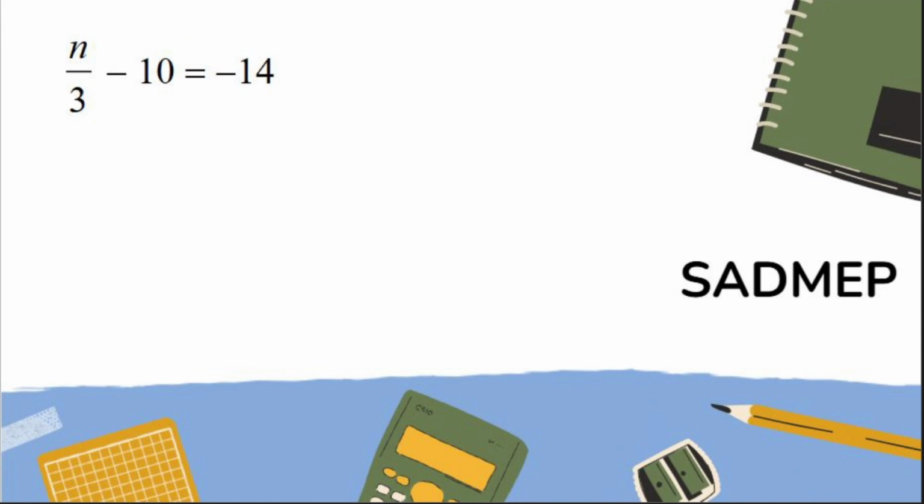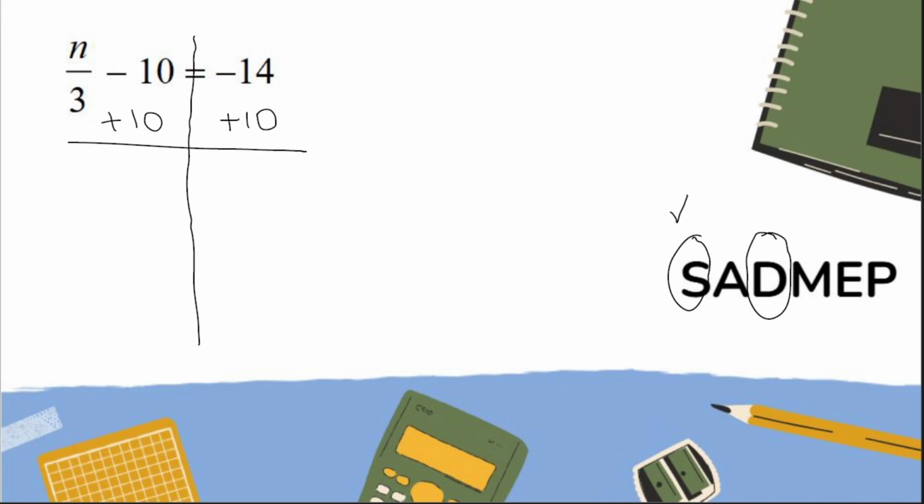Let's see. We got n over 3 minus 10 equals negative 14. So first I'm going to figure out what operations are going on. So I got divide by 3 and I got subtract 10. Okay, so I identified my operations. I'm drawing a line down the equal sign just to keep my work organized. First, I'm going to undo that subtract 10. So I'm going to add 10 to both sides.